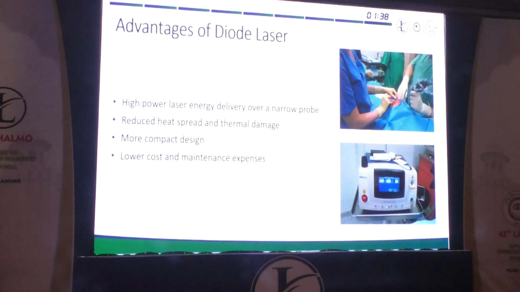Diode laser had some advantages over the other types of laser, like having the ability to deliver high power laser energy over a very narrow probe, and supposedly should have less heat and less thermal damage. And its design is very compact, it's almost portable, and has low cost and low maintenance expenses.